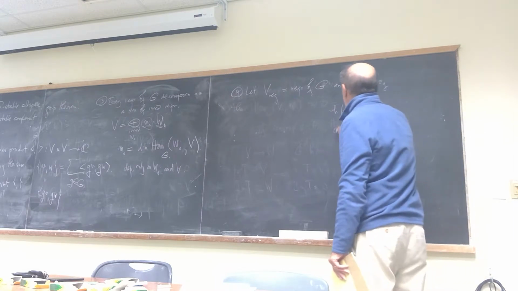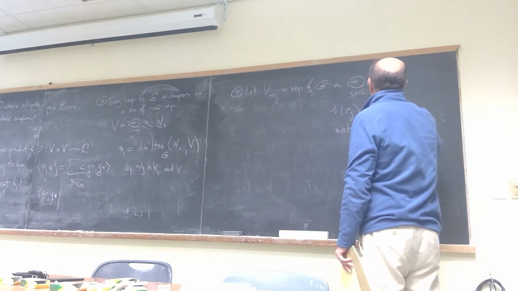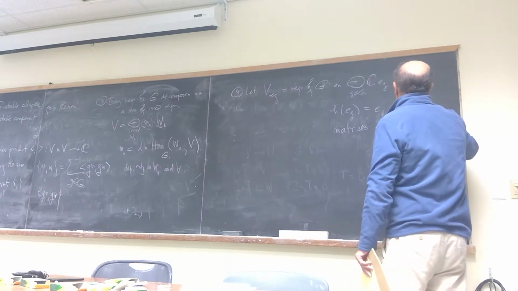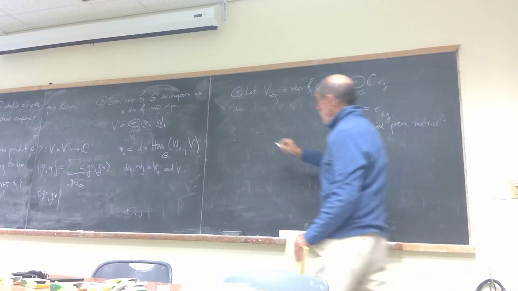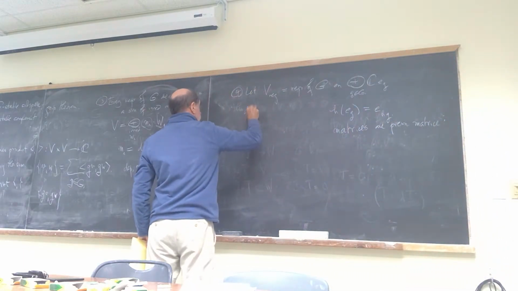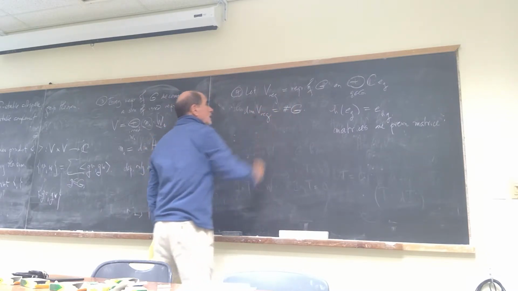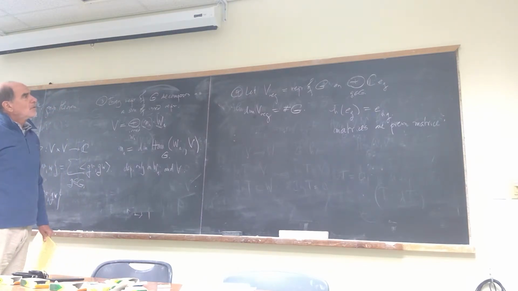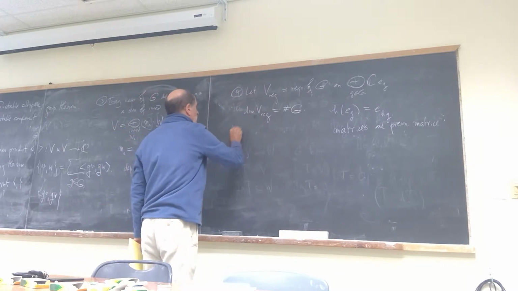So the matrices are permutation matrices. This is called the regular representation of G. The dimension of this representation is just the order of the group. Okay? So the theorem is that the decomposition of that representation is a sum of irreducibles.